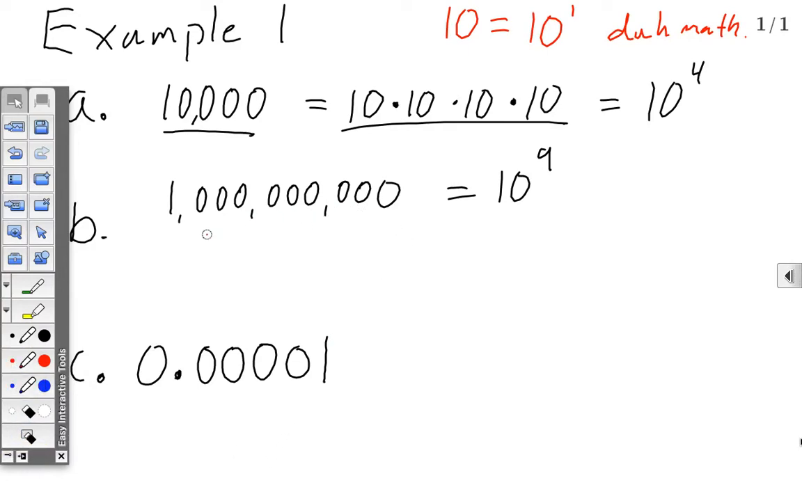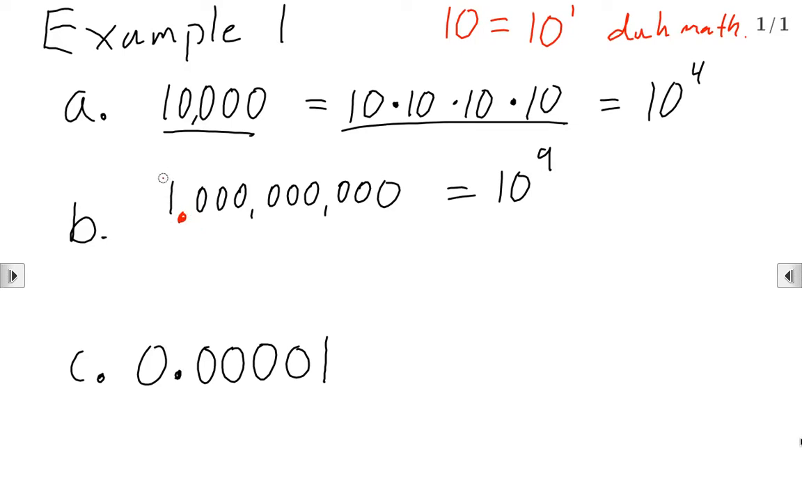Another way to count the zeros is to count the decimal places. You start at 1.0. You find where 1.0 would be, and then you just move the decimal place. This is 1, 2, 3, 4, 5, 6, 7, 8, 9 decimal places to convert from 1 to 1 billion. So once again, hey, there's our 9, right? 10 to the 9th. Counting the zeros is basically counting the decimal places. It does the exact same thing.